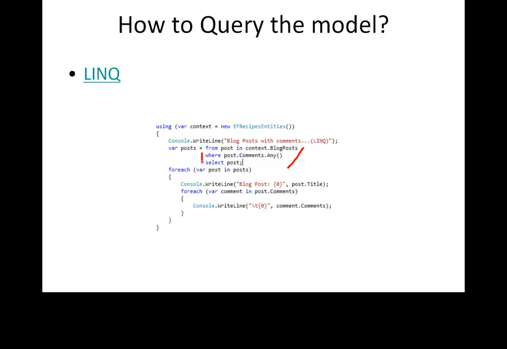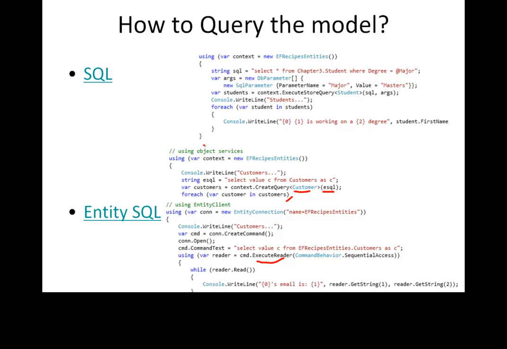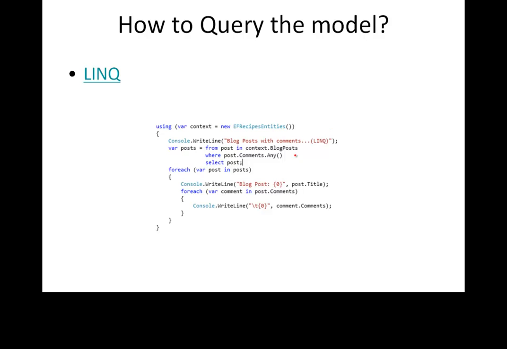It says we have a context object and we say from post in blog post where post.comments.any and select post. You note the difference: this is a query and it's not a string. It is not within quotes like these queries, where you put the quotes and within the quotes you write a string. No, it's not like that. It's part of the language. This syntax is part of the language. Like you can see, from is a reserved word, in is a reserved word, where is a reserved word.